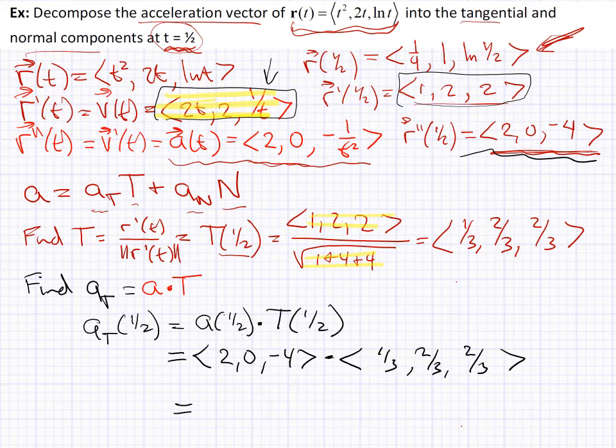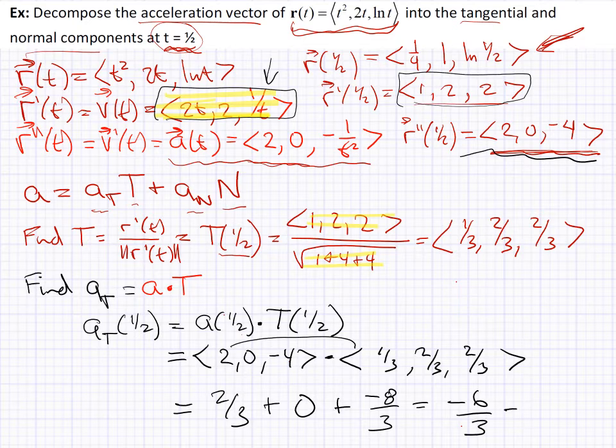And so what we get is dot product, so 2 times 1/3 is 2/3, plus 0 times 2/3 is 0, plus -4 times 2/3 would be -8/3. So we end up with -6/3, so we get -2. So a sub t at this location is -2.